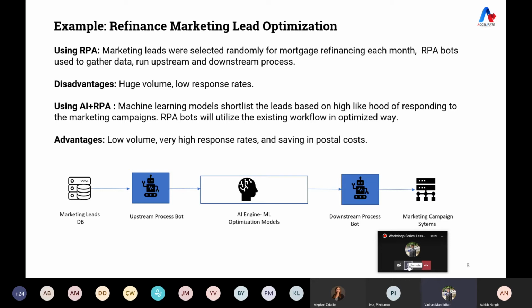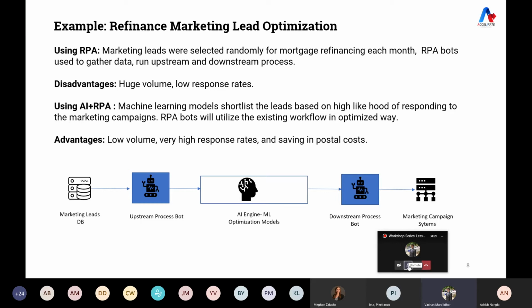They had a huge leads database, and they also logged the responses. So now we know which parameters to look for during the marketing campaigns. Most of them are mortgage information, financial information, and customer information. We utilized all those parameters from the data and built models which can predict who is most likely going to respond.